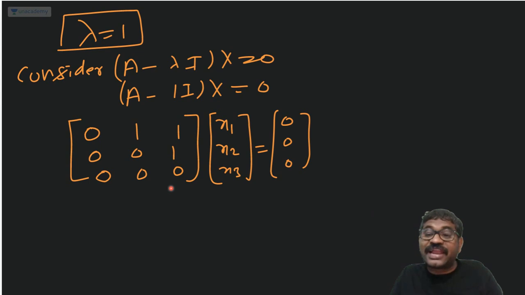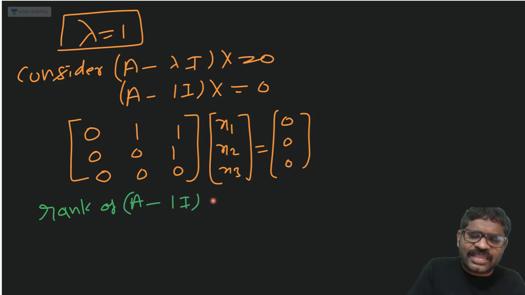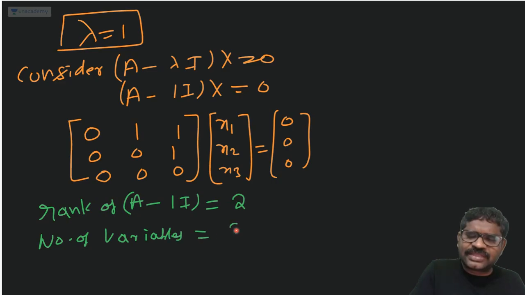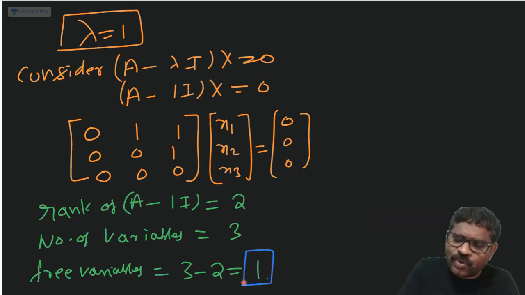Yes. What is rank? Rank of A minus 1I equal to 2. Total number of variables is 3. Now free variables: 3 minus 2 is 1. So what is the conclusion? Instead of solving the remaining part, directly you can fix how many eigenvectors you are going to get. How many? One and only one.